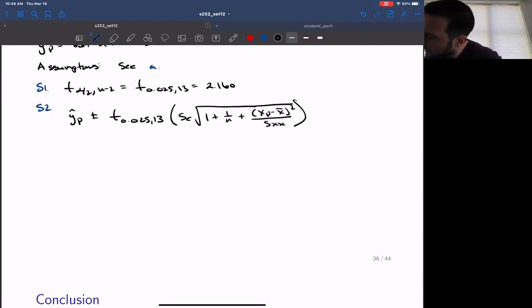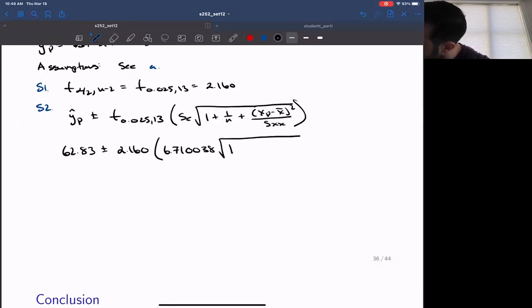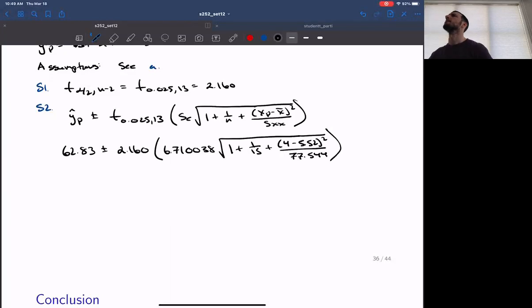All right, so now we're going to have 62.83 plus or minus 2.160 multiplied by 6.710038 multiplied by the square root of 1 plus 1 over 15 plus 4 minus 5.52 squared divided by 77.544. Okay, so this is going to give us 62.83 plus or minus 15.17663.